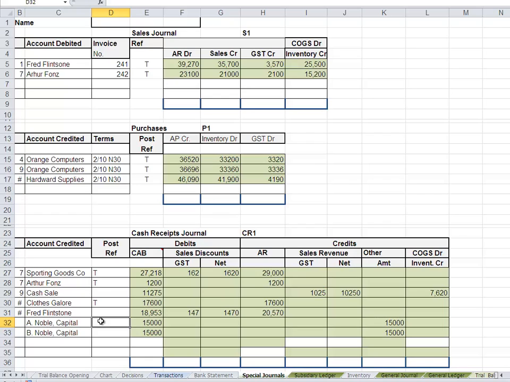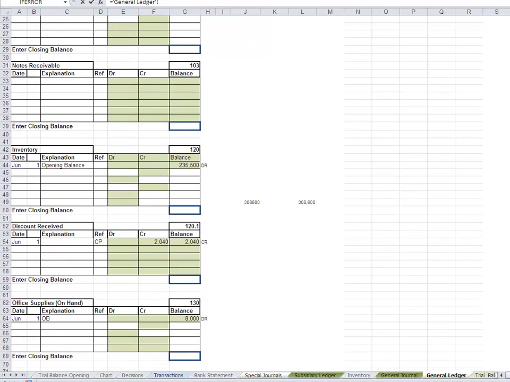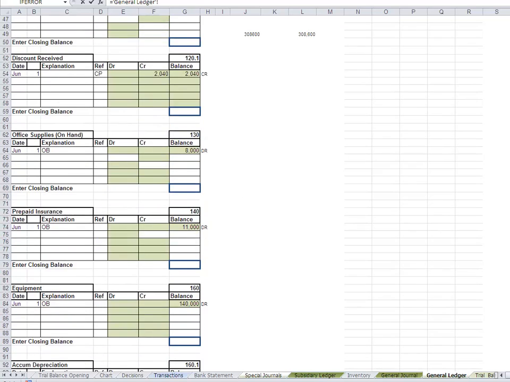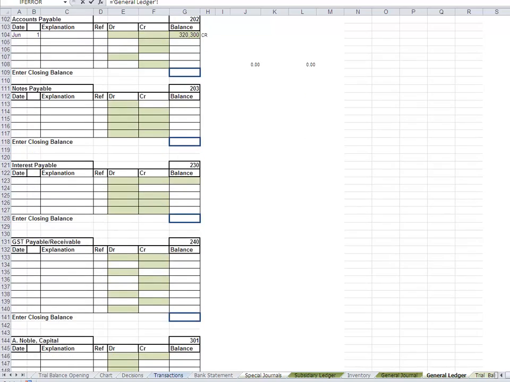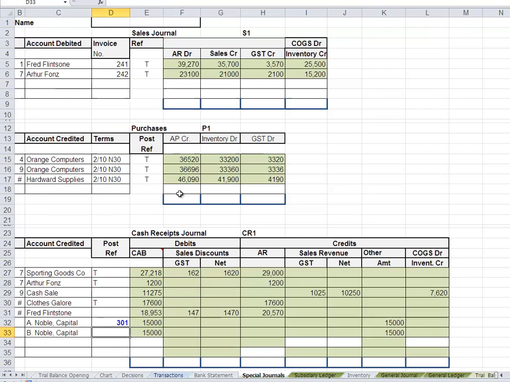So posting reference, let's go and see what the posting reference is. General ledger, we'll find, I'll make these a bit bigger. That's probably big enough. Capital, going down to A Noble Capital is 301. And B Noble Capital will be 302.